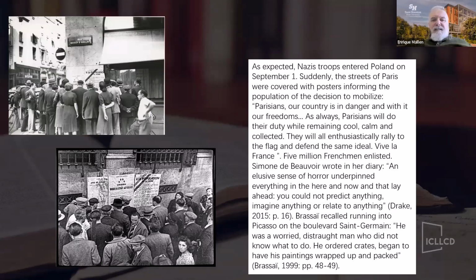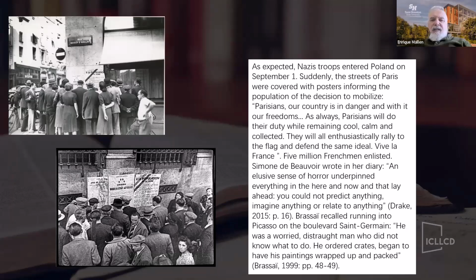5 million Frenchmen enlisted. Simone de Beauvoir wrote in her diary, "An elusive sense of horror underpinned everything in the here and now, and that lay ahead. You could not predict anything, imagine anything, or relate to anything."